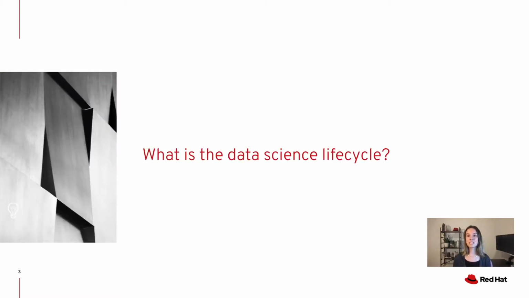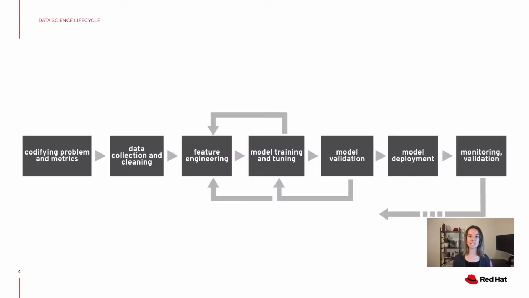So first we need to understand where data scientists are coming from. And you have to know the data science lifecycle. Data scientists start off with codifying their problem and defining metrics. This helps us know when we have completed the task we set out to do in order to make our stakeholders happy. From there, we'll make sure that we collect a bunch of data and clean it so it's in a usable state.